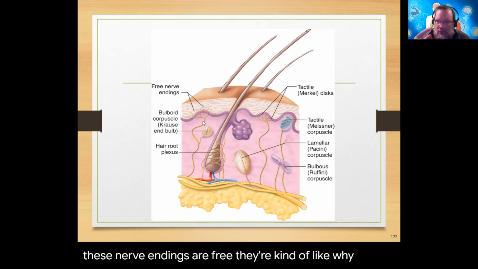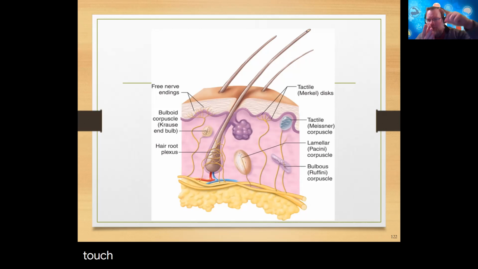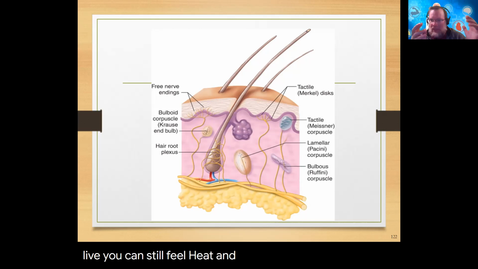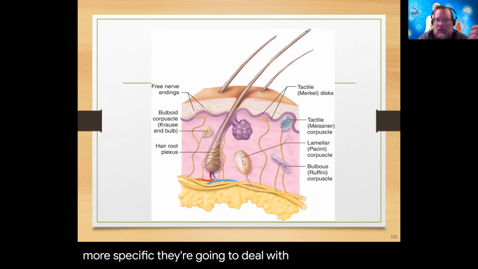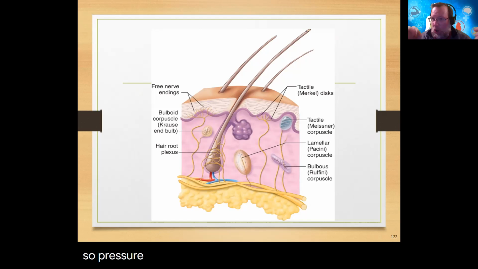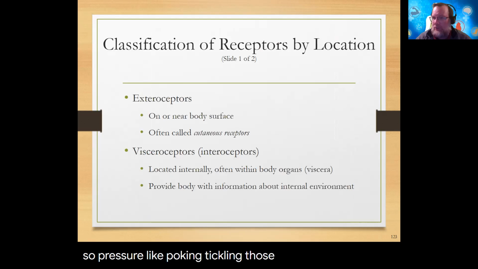They're kind of like wires that have been snipped. You can touch that frayed wire, but there's still electricity. If it's live, you can still feel heat and electricity coming off of that fray. So anyway, encapsulated nerve endings are going to be more specific. They're going to deal with more of your pressure, more direct touch type of signals. So pressure, like poking, tickling, those types of things, fuzzy. That's all going to be picked up by more encapsulated nerve endings.